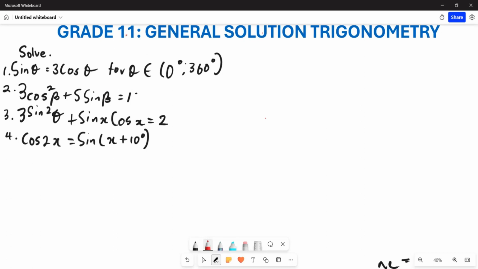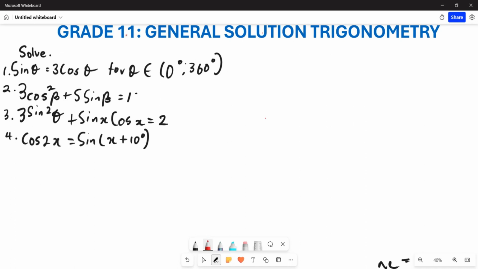Look, what I want us to look at today are these four different examples of our general solution, right? I want us to work with these particular examples and see how we go about doing our general solution.